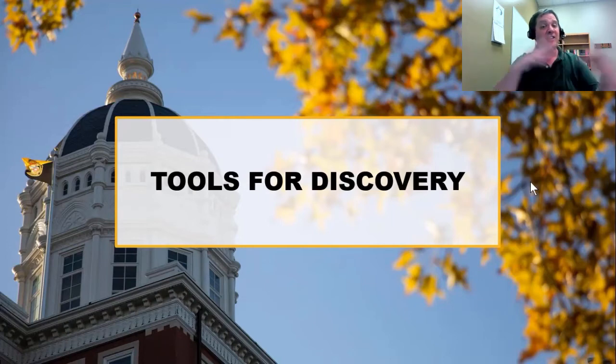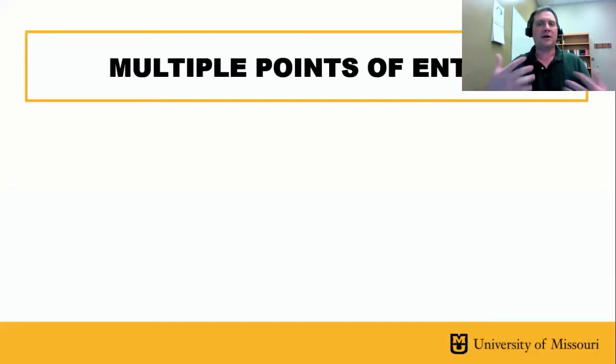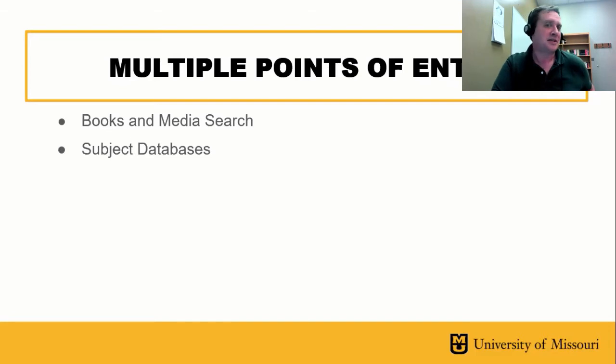So now that you know kind of what our collection is like, where do we as the library try to steer you to begin your searching for particular materials in our collection? So these are different discovery tools that we make available all through our website. So there are multiple points of entry into our collection. The ones that I'm going to address here are things like our books and media search. You'll hear us refer to this occasionally as Merlin, but our books and media search is the first thing I'm going to cover. Then we're going to talk about our subject databases.